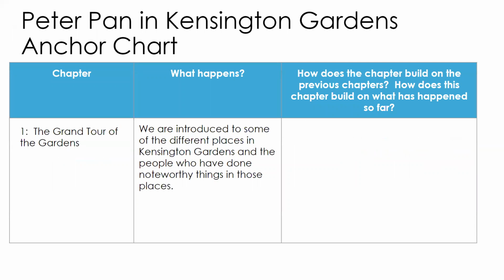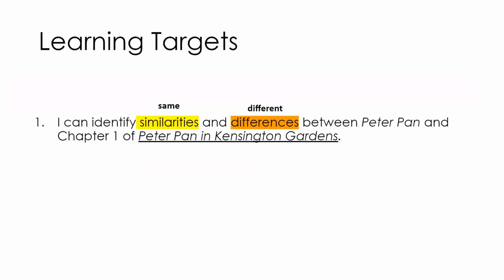Wow, that's a really interesting and different Kensington Gardens. So let's just talk about what we just read. We are introduced to some of the different places in Kensington Gardens and the people who have done noteworthy things in those places. So there's different sections within this big garden that is very special, and we'll learn more about it as we continue to read. So this is the first chapter, and what it's doing is introducing the setting of the story.